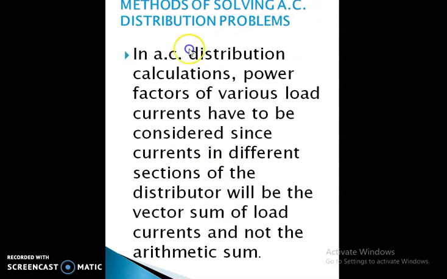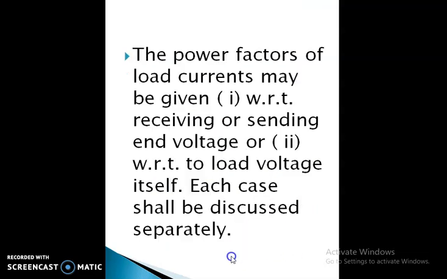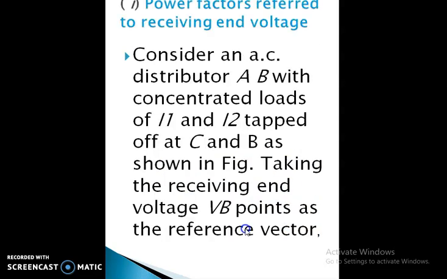Methods of solving AC distribution problems. In AC distribution calculations, power factors of various load currents have to be considered, since current in different sections of the distributor will be the vector sum of load currents and not the arithmetic sum. The power factor of the load current may be given with respect to the receiving or sending end voltage. With respect to load voltage, each case shall be discussed separately.